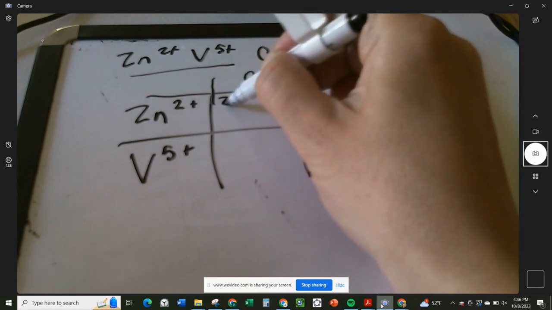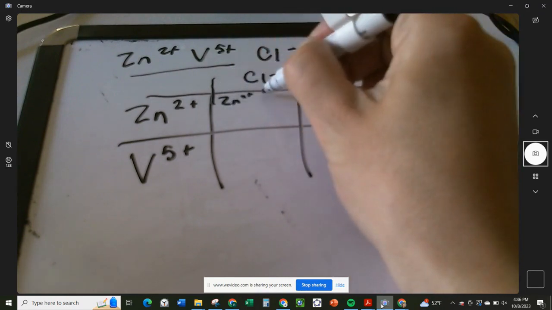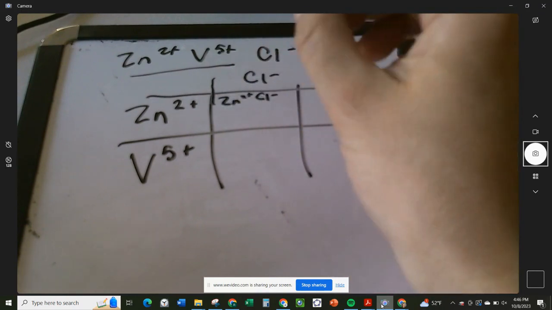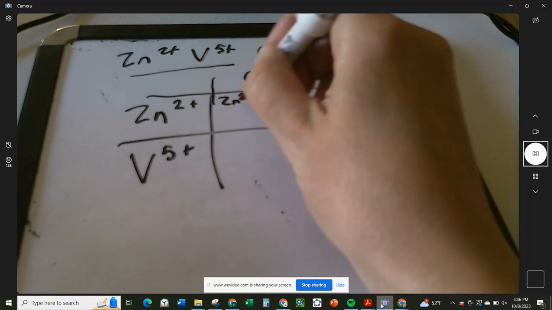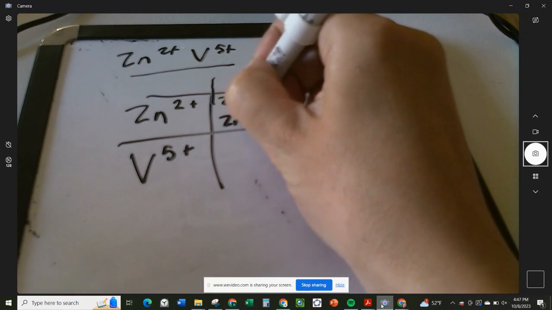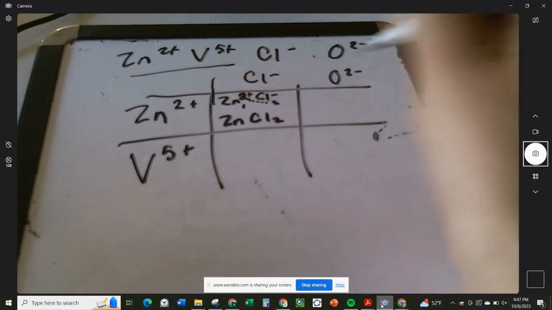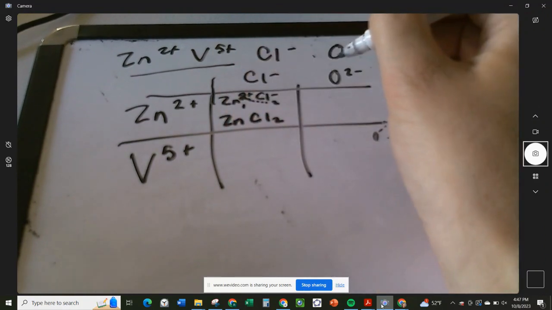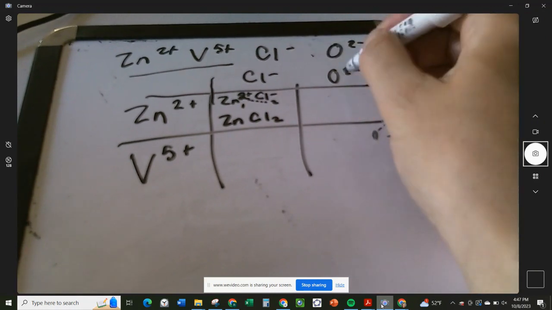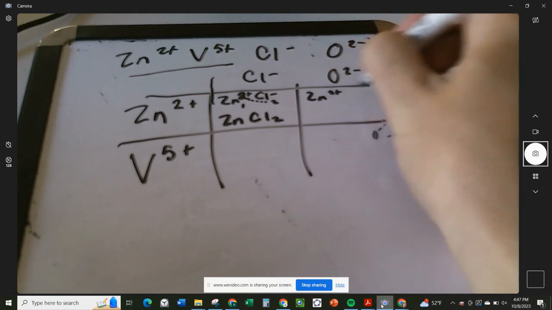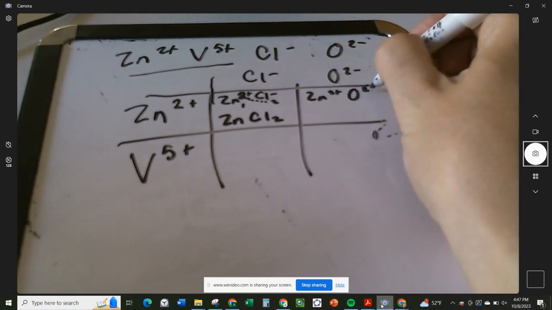So we need a zinc 2 plus to go with chlorine minus. And then we crisscross the charges. So the 2 goes down, the 1 goes down. We have zinc chloride, ZnCl2. Okay, the next one is Zn2 plus, O2 minus.